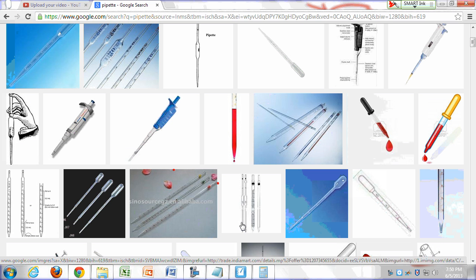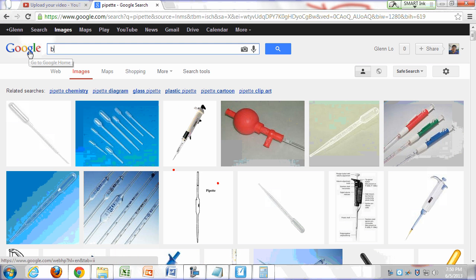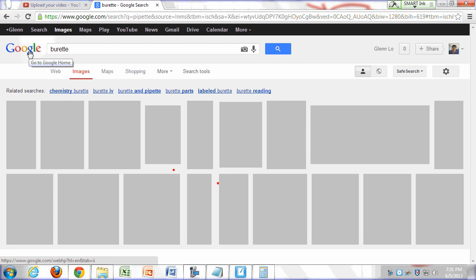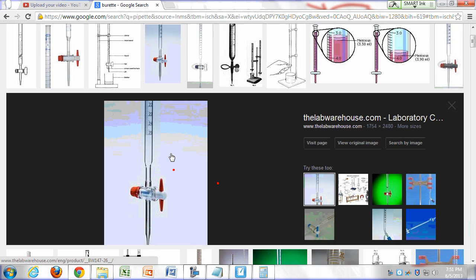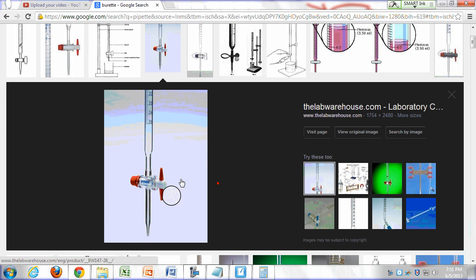These are some calibrated pipettes right here, so there are markings that allow you to control how much volume you want to dispense. A burette is also something you could use to deliver liquid. These are examples of burettes. This stopcock right here is on right now. If you turn this 90 degrees, it shuts off the liquid.